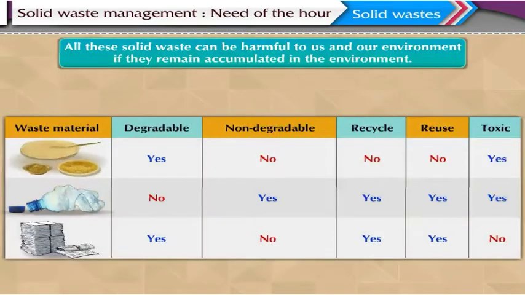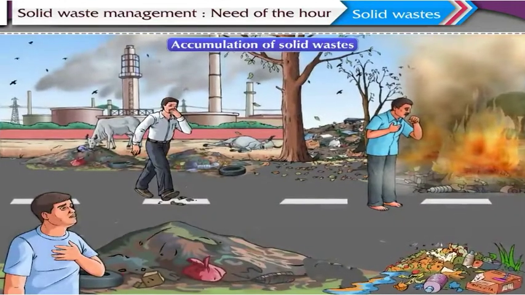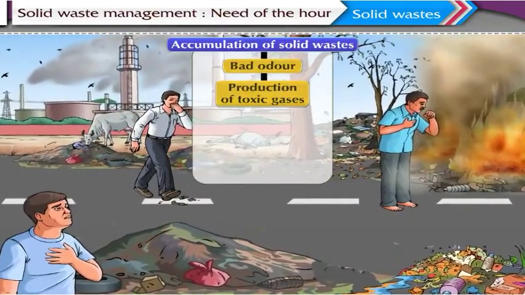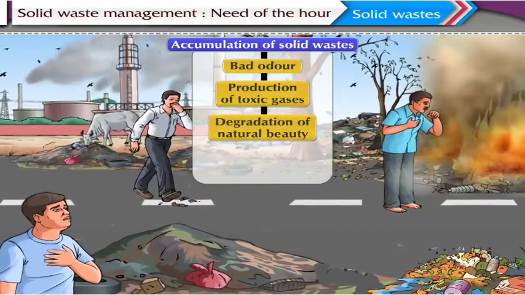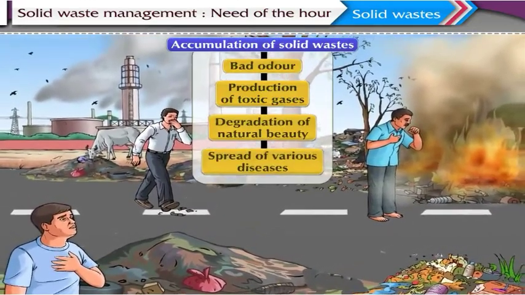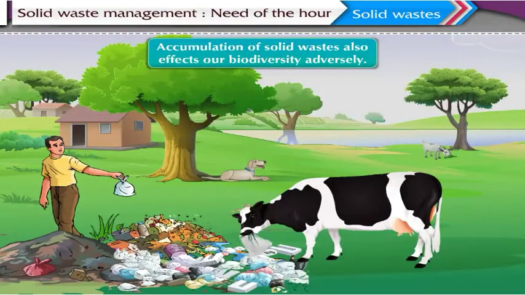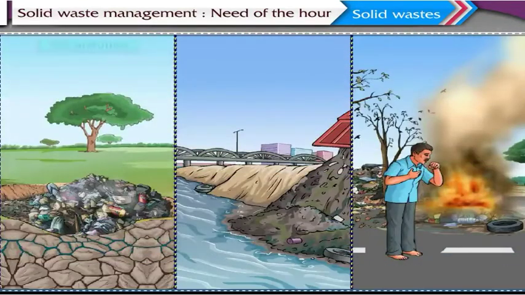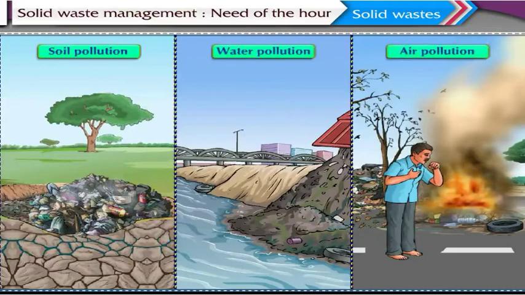All these solid waste can be harmful to us and our environment if they remain accumulated in the environment. Accumulation of solid wastes generates bad odor, leads to production of toxic gases, degradation of natural beauty, spread of various diseases, etc. It also affects our biodiversity adversely. It is also responsible for soil, water, and air pollution in our environment.